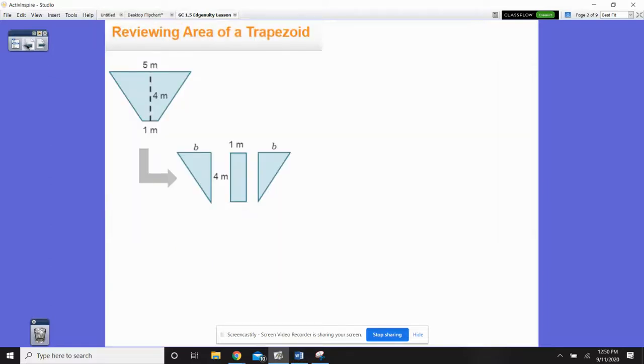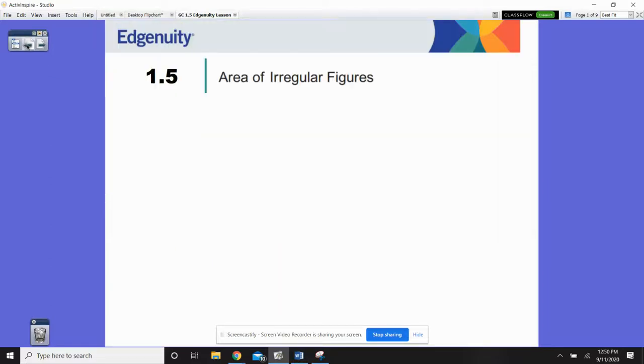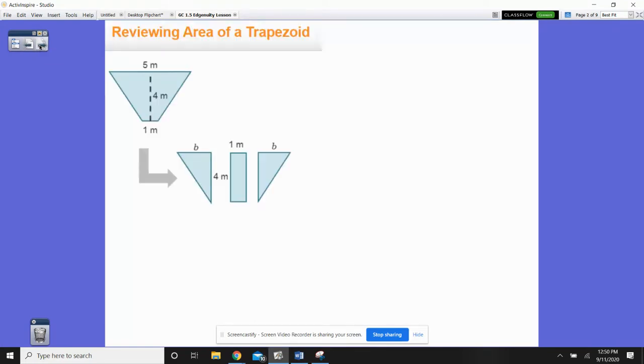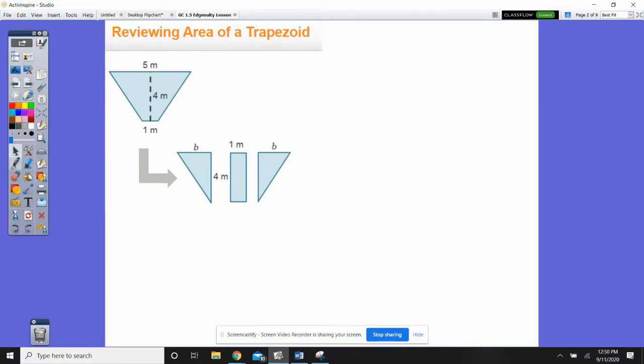Hi guys, today we're going to talk about finding the area of irregular figures. So these are going to be some weirdo figures that we're going to be talking about. So first let's remember how to find the area of a trapezoid because it actually was kind of our first irregular figure. There is a formula for area of a trapezoid, but we'll talk about that in a few weeks.